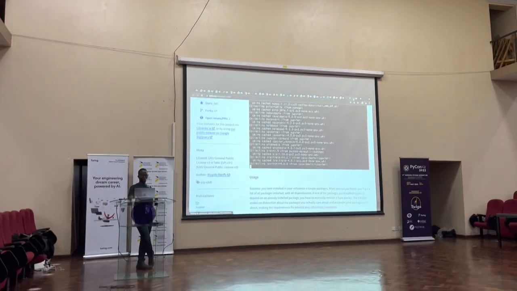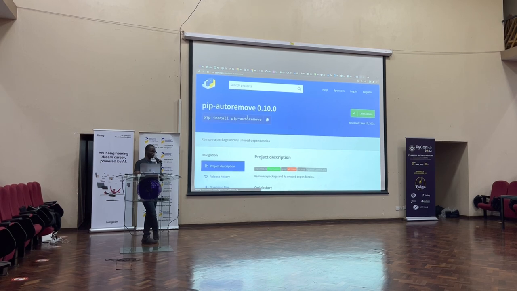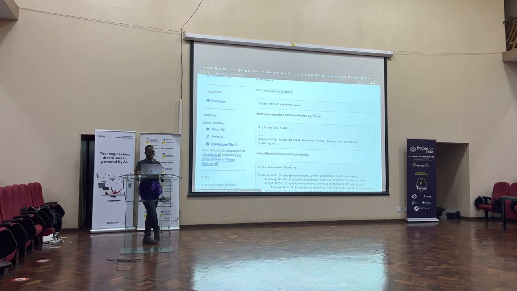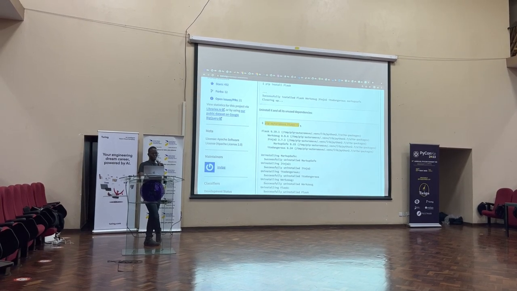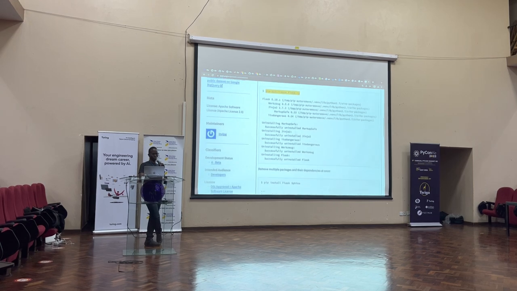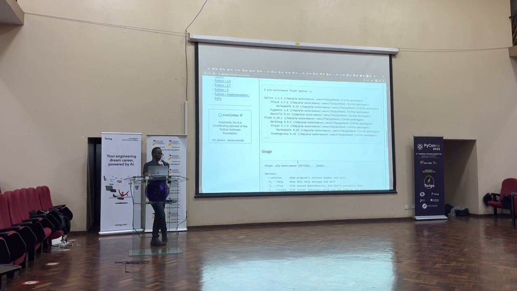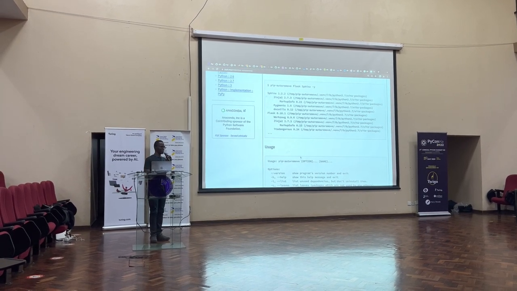But now to answer your question on the removing, we have pip-autoremove. So you pip install, or pip-autoremove. In this case, pip install flask. And then if you run pip-autoremove flask, it removes every other thing that came with flask. Yeah, so those are two that you can use, and hopefully they are useful.